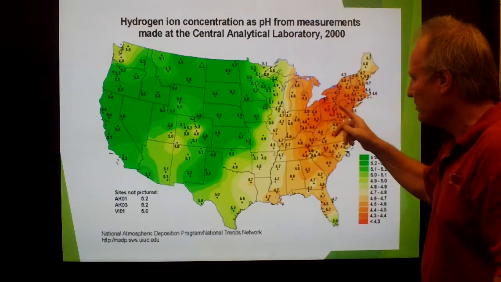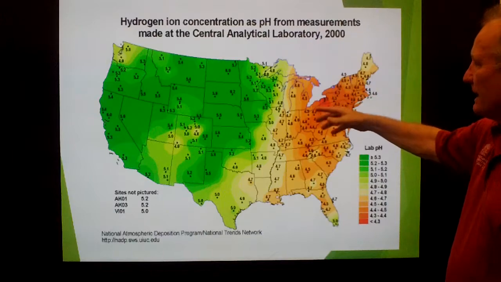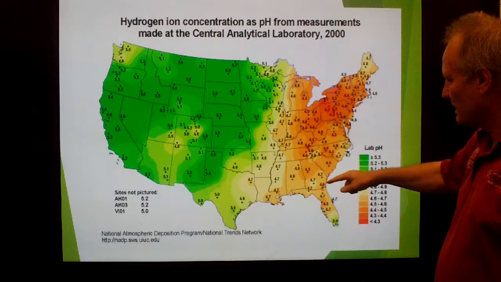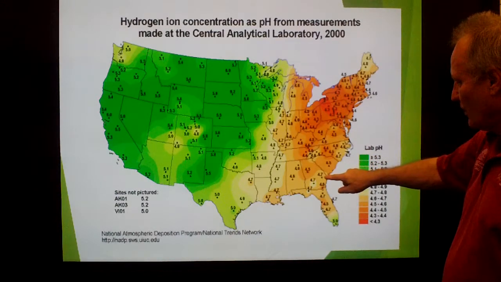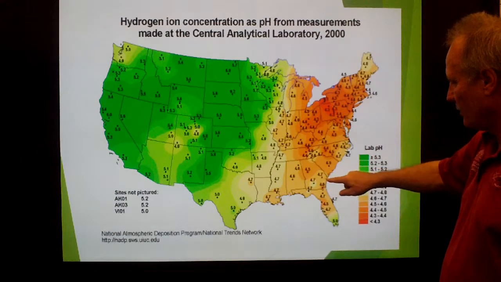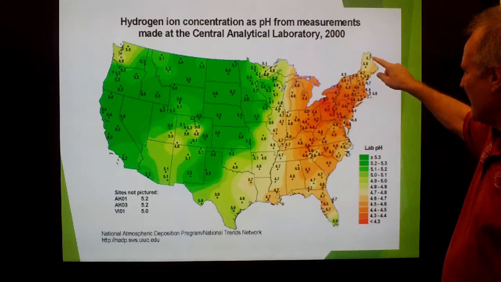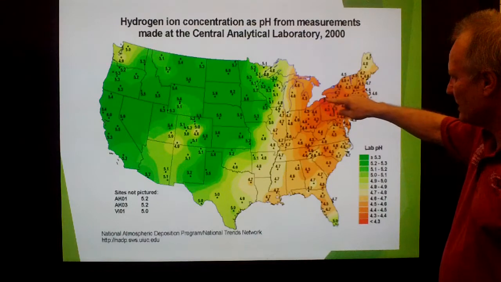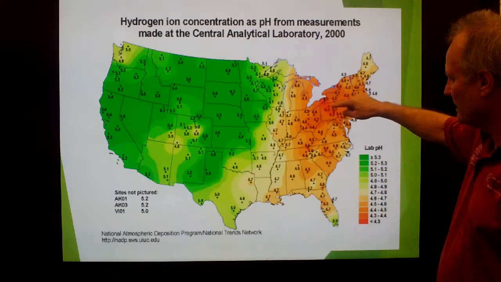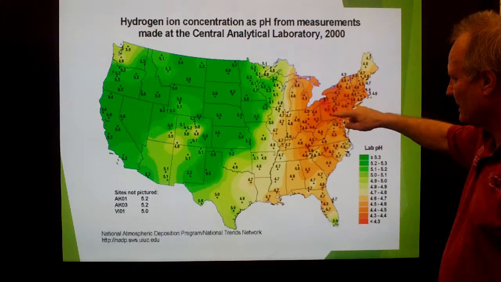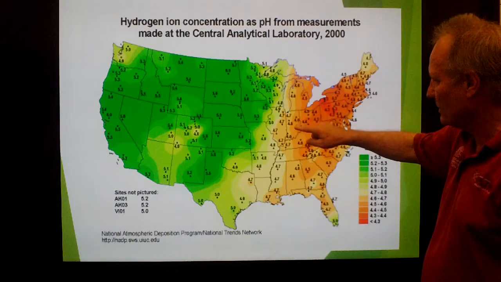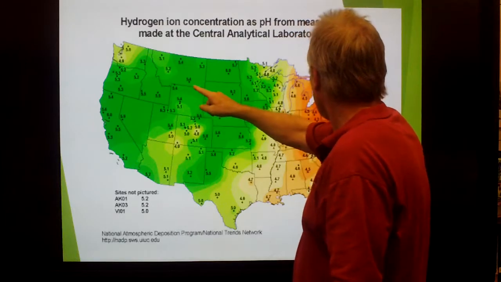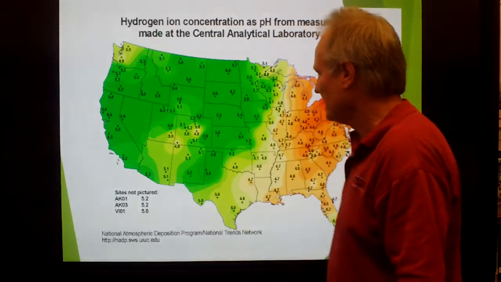Here is the pH of rain from 2000, and notice the pHs: South Carolina 4.5, Georgia 4.5, 4.7, Maine 4.7, 4.8, 4.3 throughout Pittsburgh and western Pennsylvania, 4.4 in Ohio, but out west you're up in the 5.5s, 6s, much higher.